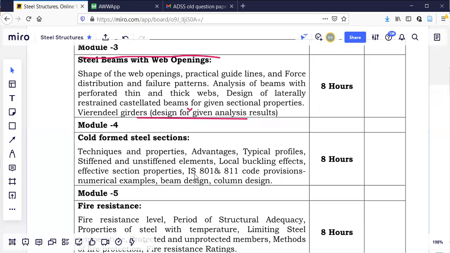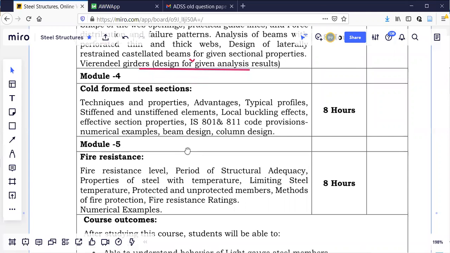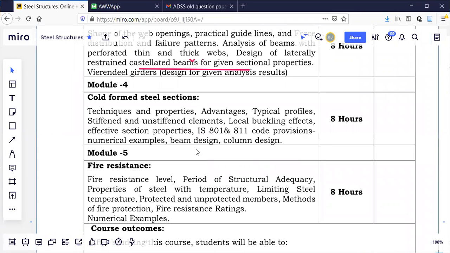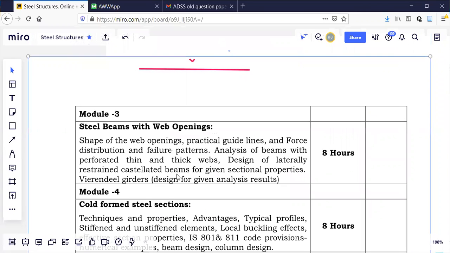Again, you need to download IS 801 and 811. You may be having IS 800 right now. You need to download it, it is available on the net. IS 800 and 811 code provisions for cold formed steel sections. Then finally some theory is there: fire resistance, level, structural adequacy, all this is related to fire resistance, because steel structures are most vulnerable to fire hazards. Okay, so this is about your syllabus here. As and when we proceed, I will take up those individual modules.